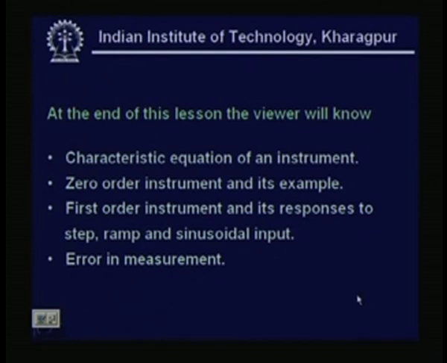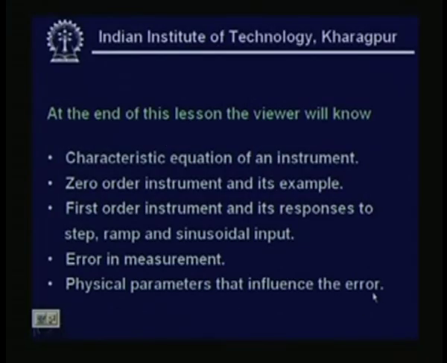And also we will consider the error in the measurement, how much the error is, because unless you know the error, you cannot reduce it. What are the factors on which this error will depend? We must know that, and how the errors behave as time grows. For that reason, we should consider error in the measurements for all three different inputs, and the physical parameters that influence the errors.